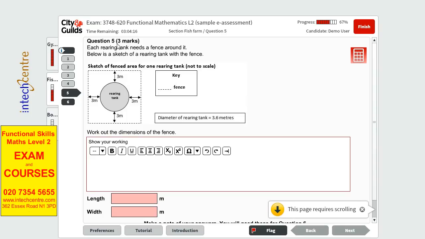So question 5, 3 marks. Each rearing tank needs a fence around it. Below is a sketch of a rearing tank with a fence. Sketch of fenced area for one rearing tank, not to scale. So the tiny lines that are interrupted is the fence. We have the rearing tank inside. They gave us the diameter of the rearing tank. We have to work out the dimensions of the fence.